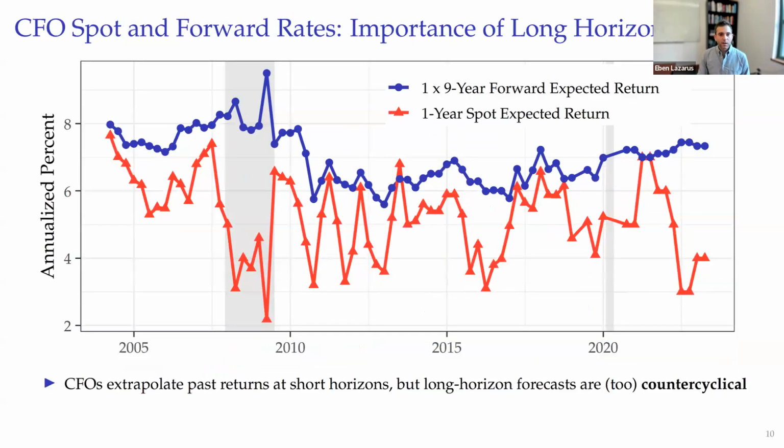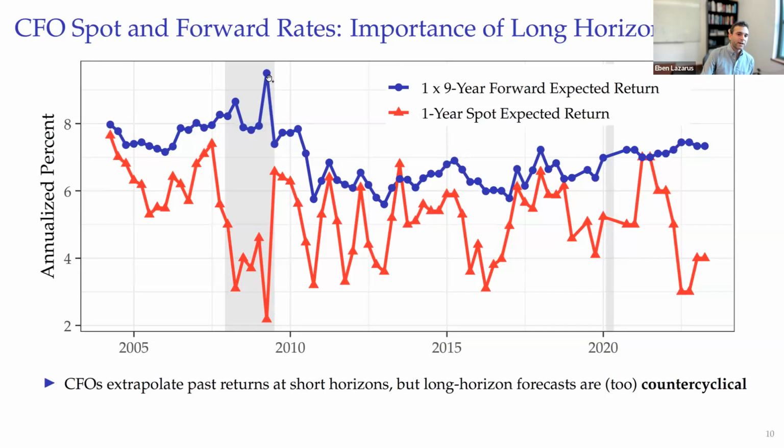Now, as an aside, it's useful to stop for a second here and point out that it is necessary in the case of the CFO survey to look at the long horizon forward rate. Otherwise, you miss what we argue is quite important counter-cyclicality in these return expectations. So if you just look at the short horizon, 1 year spot expected return on the market, according to these CFOs, here's where we see some evidence of extrapolation. So in 2008, this is pretty clear. The market has just crashed. The CFOs expect that it will continue falling, or if not falling, at least having lower than average returns, at least for the following year.